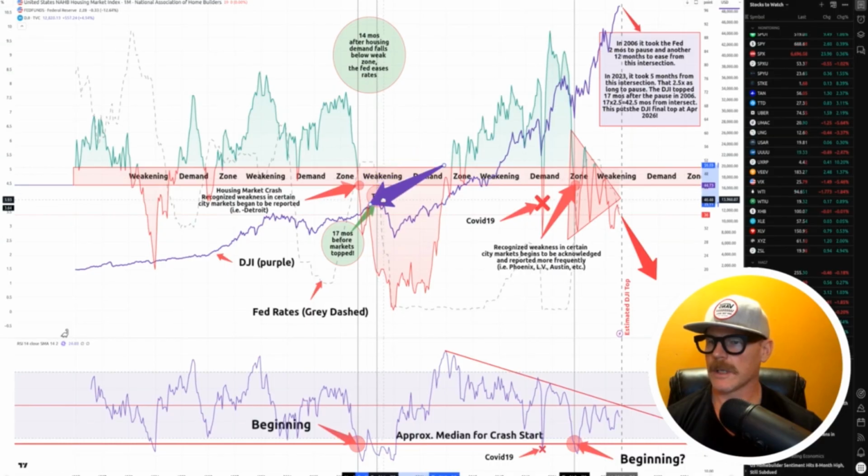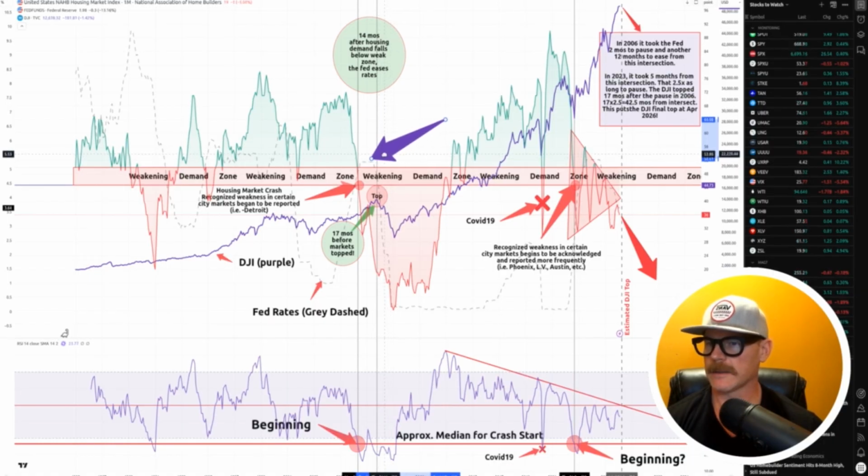But of course, if you look at what happened to the Dow Jones Industrial Average, it continued to rise. All right, retailers were continuing to pile in. And I say retailers, it wasn't necessarily insiders or big investors. It was retailers that continued to drive this market higher. And you can see here that about 2 months after the housing market dropped below this weakening demand zone, the Fed began to pause rates.